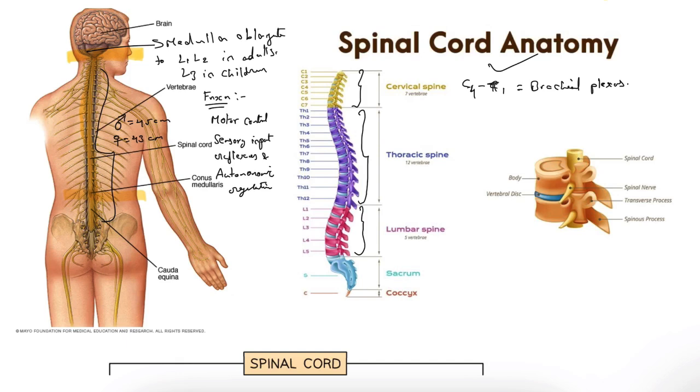Okay, next one we can see the lumbosacral nerves. They come from L1 to S3. We call that the lumbar or sacral, and we can say lumbosacral plexus.